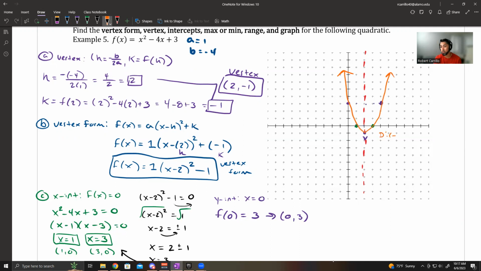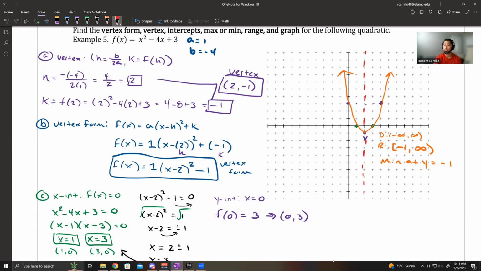And now answer the rest of the questions. Domain, we know, is negative infinity to infinity. Range, we know since it opens up, your range will start at the k value, the y value of your vertex. So your range starts at -1 and heads towards infinity. And since it opens up, you have a minimum at y equals -1. There we go.